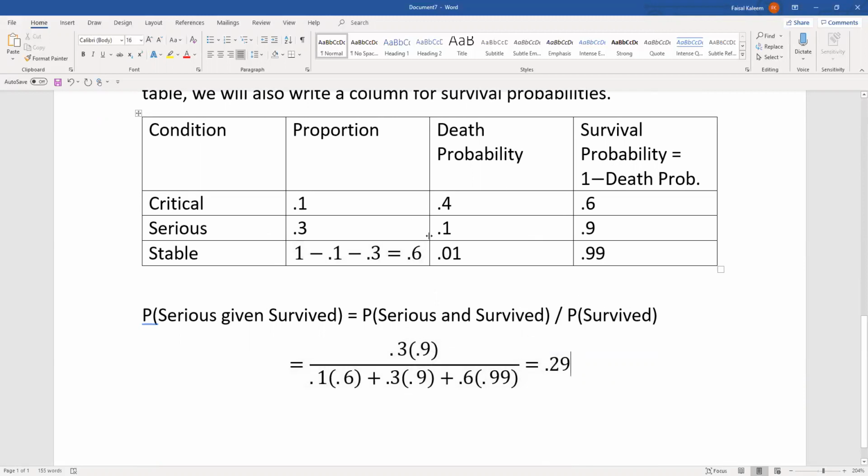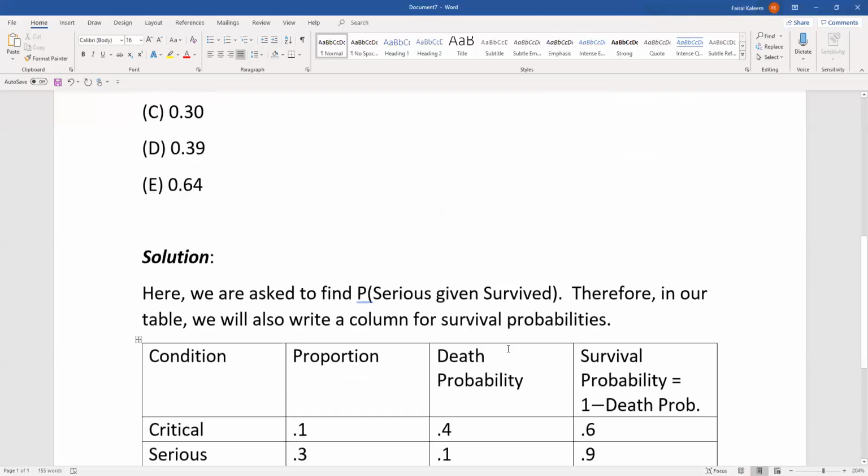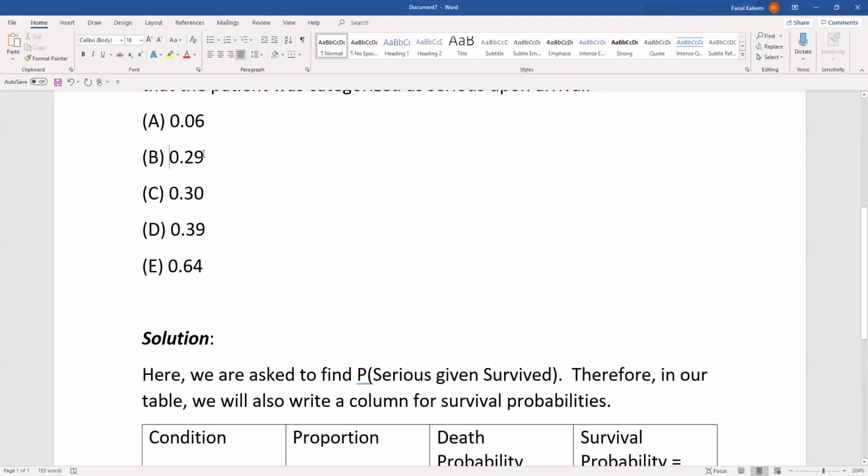So the three types survived: the critical and survived will be 0.1 times 0.6, or, which means addition, serious and survived will be 0.3 times 0.9, or, addition, stable and survived, so 0.6 times 0.99, and that gives 0.29, which is choice B.